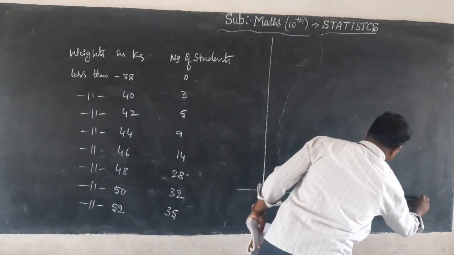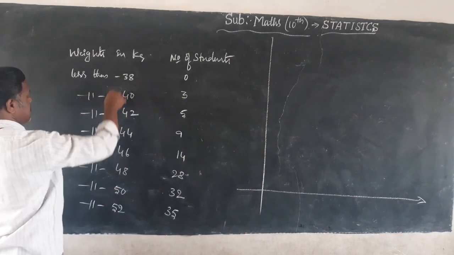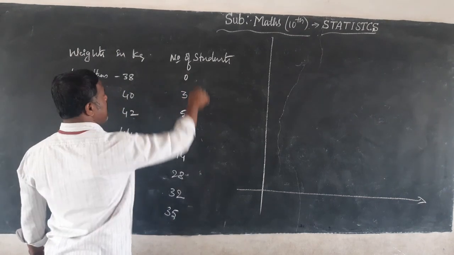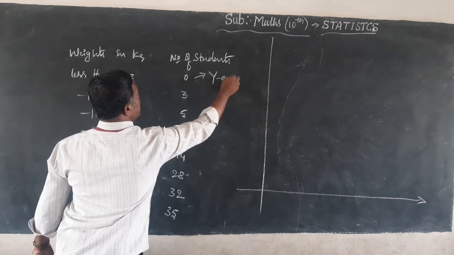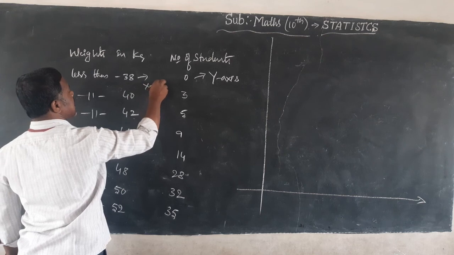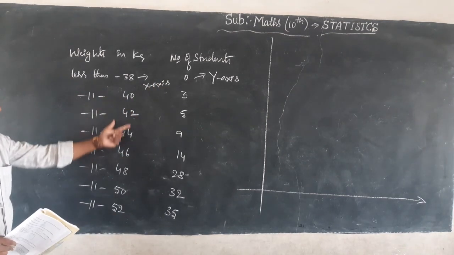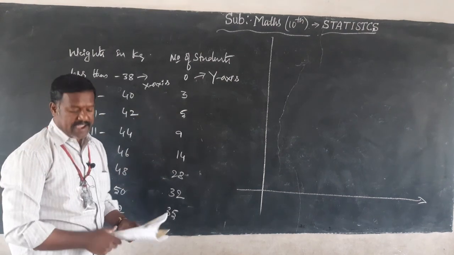Children, now we should draw the graph. So as we know, this is the y-axis. Children, this is what we call the x-axis. Cumulative frequency we call the y-axis. This line we call the y-axis line, and this line we call the x-axis line. Children, do you understand? This is what we call the x-axis. This is what we call the y-axis.